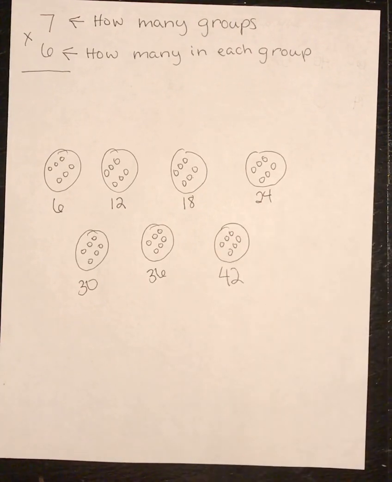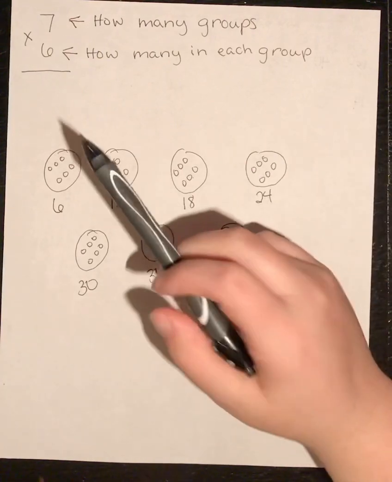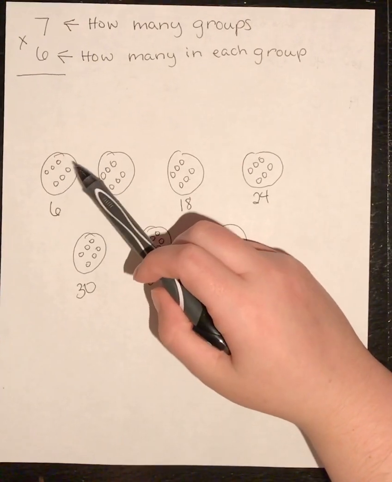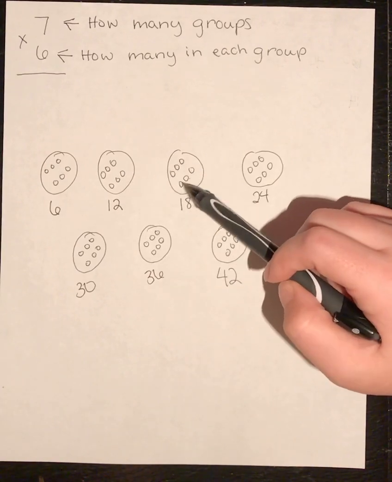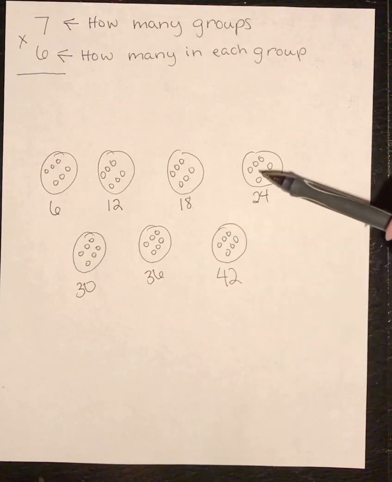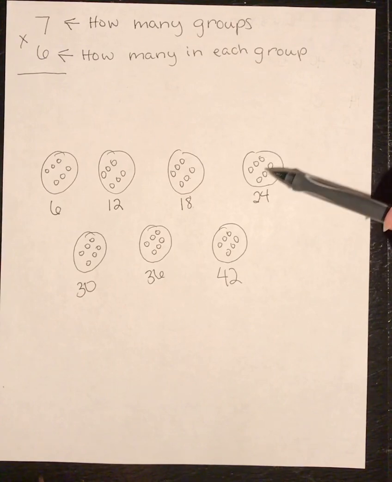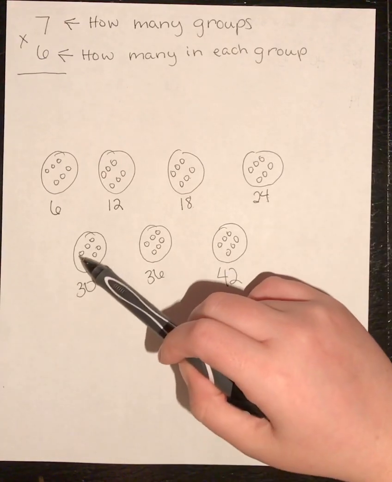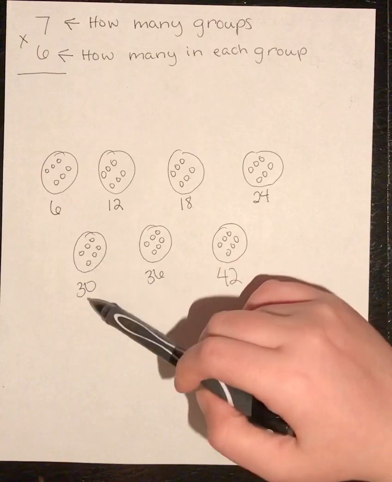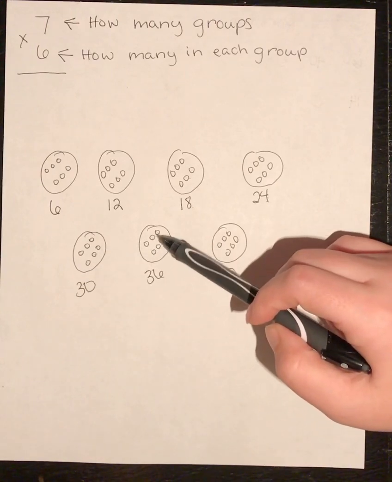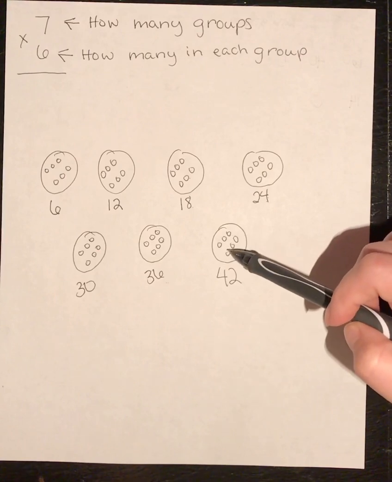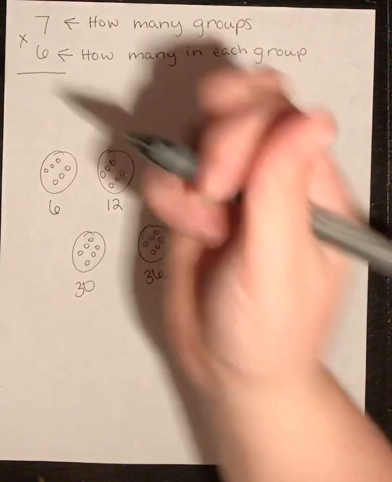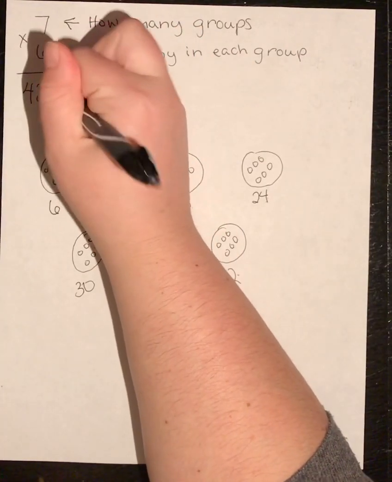And then you can go back through and recount them all over again, because remember, we double check our answers. So we can go 1, 2, 3, all the way up to 42. And then we know that our answer is 42.